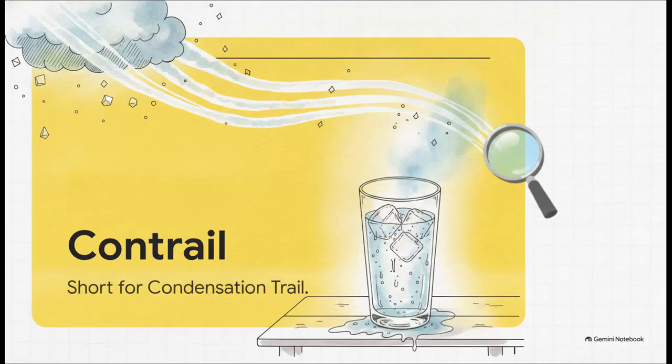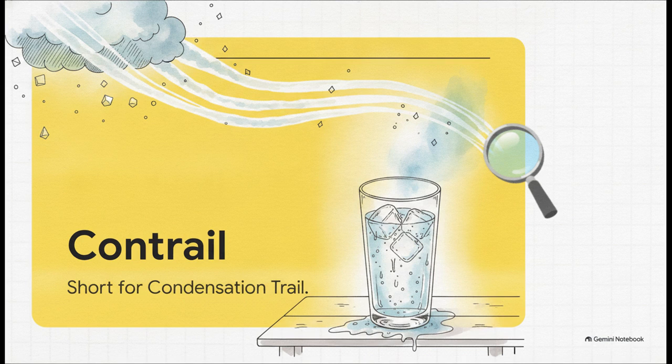First things first, let's get our terminology right. The proper scientific name for these white streaks is a contrail, and that word is simply a mashup. It's short for condensation trail. Now, that word condensation is absolutely crucial. It's the key to solving this whole mystery.